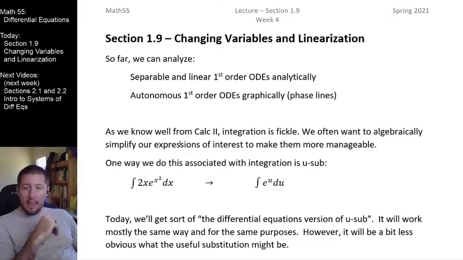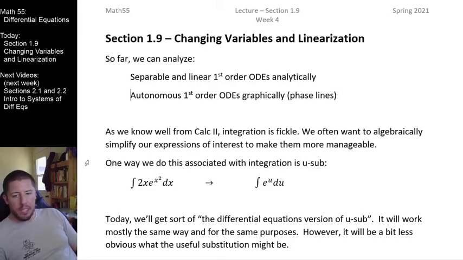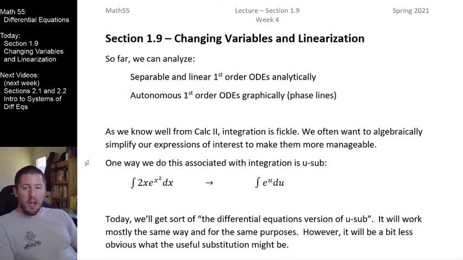Where we're headed today is what we know from calculus 2, that integration is fickle, right? All it takes is a little wobble to your expression and you can no longer perform the integration. So often what we're interested in doing is algebraically simplifying our integrands and our general calculus expressions of interest as much as possible to make them more manageable. The first way that you ever learn to do this, in week 1 of calculus 2, is u substitution, right? That's where we see integrals like this, where you don't know an antiderivative for it directly.